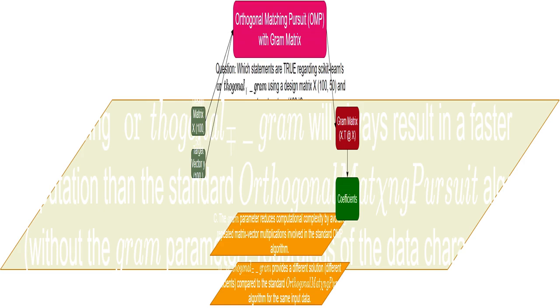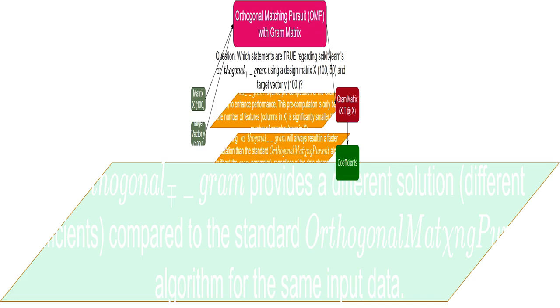It's not always faster. The advantage only appears when the number of features is significantly less than the number of samples. The overhead of creating the gram matrix could make it slower than the standard algorithm if that condition isn't met. This is also false. Both algorithms produce identical coefficients. The orthogonal_mp_gram function just uses a clever shortcut to reach the same result quicker.